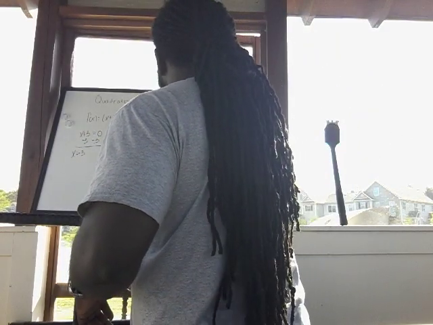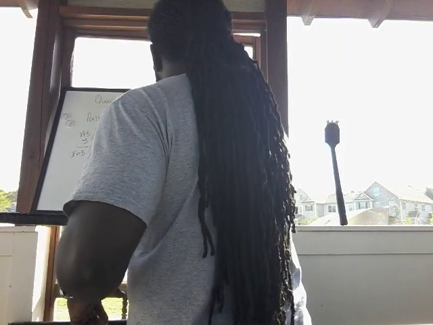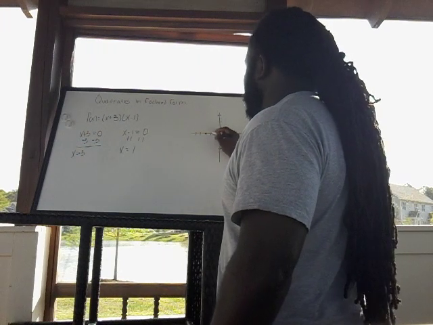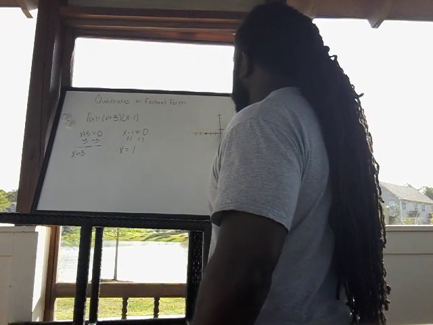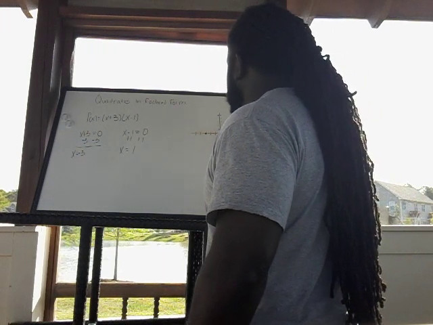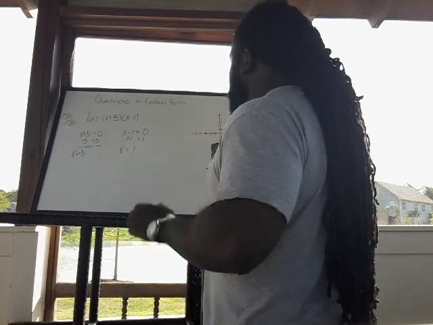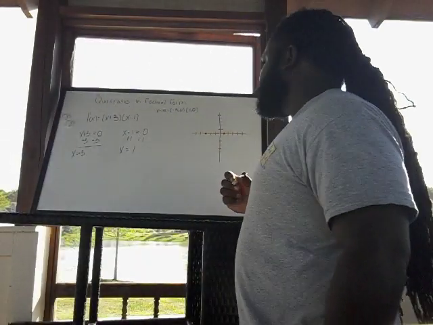So I'm going to plot these points. Starting from the origin, that'll be negative 1, negative 2, negative 3, and starting from the origin, that'll be a positive 1. So my two x-intercepts would be (-3, 0) and (1, 0).